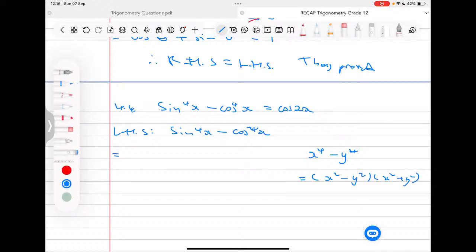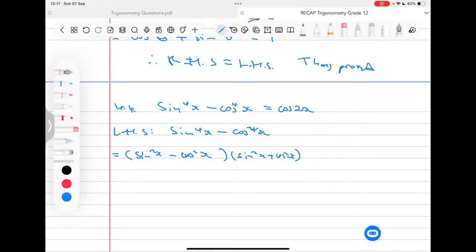So we're going to do the same thing, because remember, it's like x to the power 4, y to the power 4. So this means I'm going to have my two brackets such that I'm having here a sine squared x minus cos squared x, and here a sine squared x plus cos squared x as well. Maybe if I could erase here, since we have established that, and expand these properly. So here we are going to have a sine squared x plus a cos squared x.